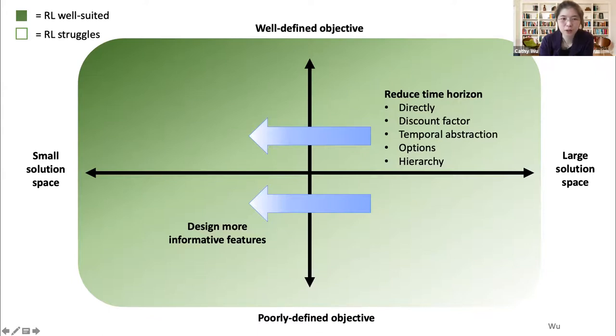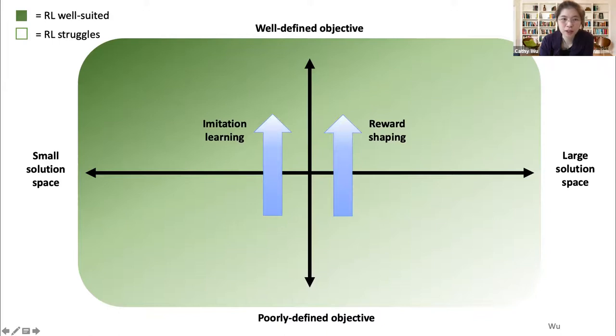Similarly, we can design more informative features that can have the effect of reducing the state space or the action space and so on. Similarly, we can push the problem through reward shaping if we have some information about what the solution should look like, or if we have some data of the solution, we can do something like imitation learning. Okay, so I hope this at least gives a helpful mental image for where applications fall into the problem space, into the solution space, let's say, into the capabilities of RL, and how one can actually start to manipulate it.